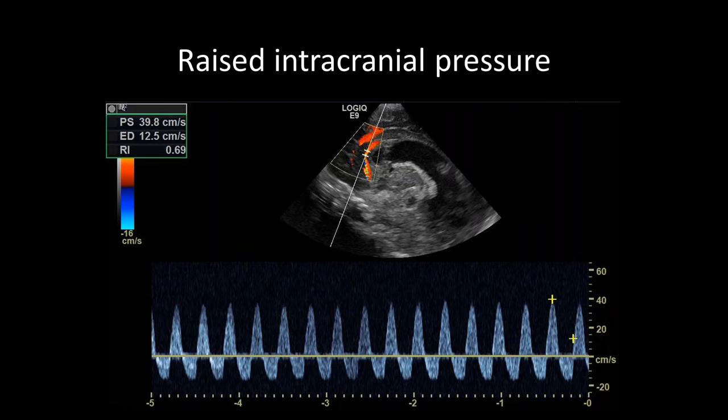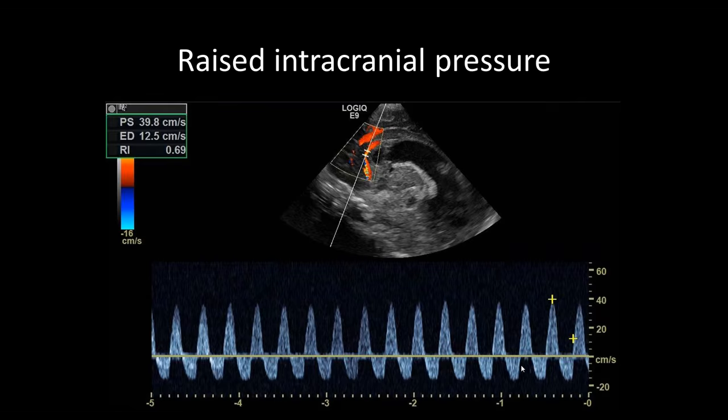This is an infant with raised intracranial pressure, and as you can see, this is an abnormal spectral Doppler for an infant. So you have forward flow in systole and then reverse flow in diastole, and this is consistent with quite significant raised intracranial pressure.